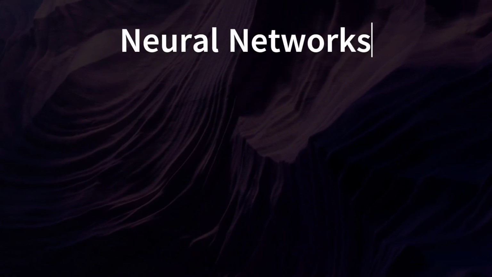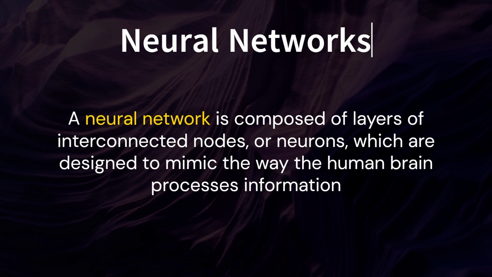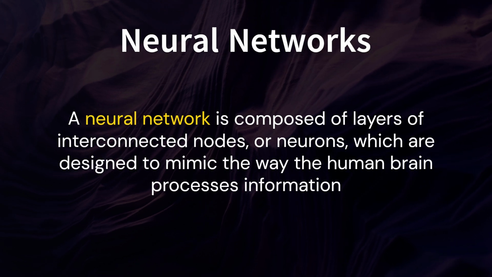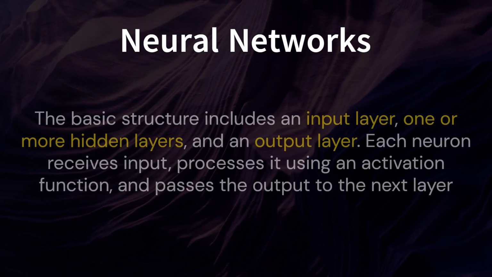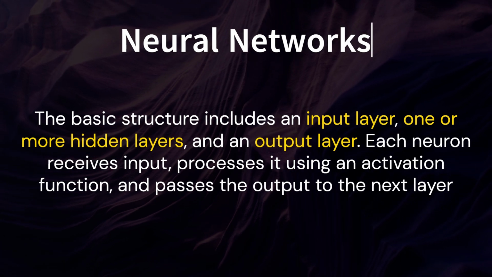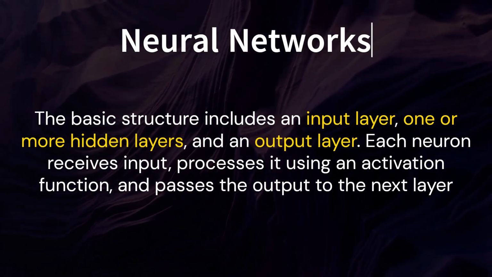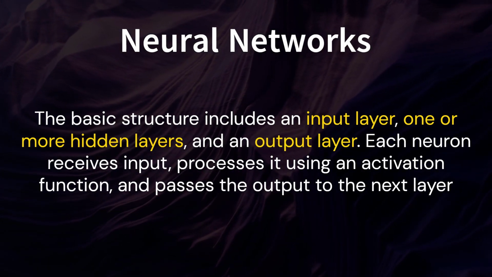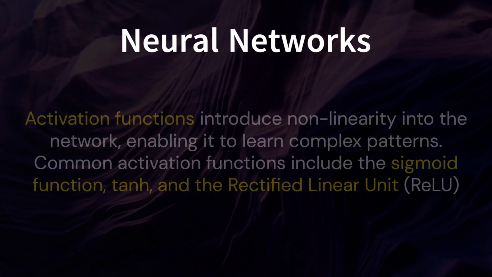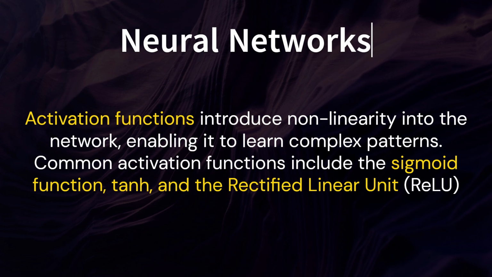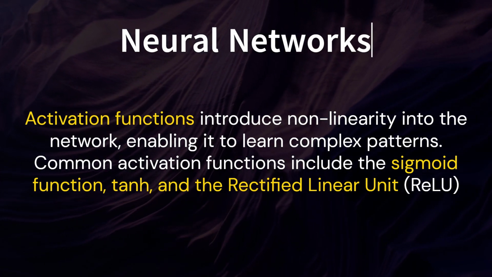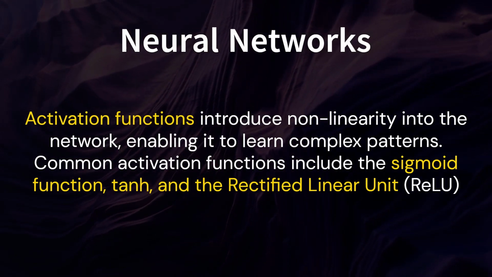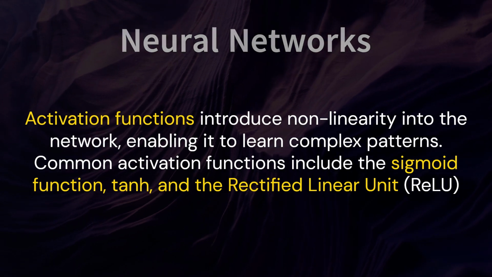At the core of deep learning are neural networks. A neural network is composed of layers of interconnected nodes, or neurons, which are designed to mimic the way the human brain processes information. The basic structure includes an input layer, one or more hidden layers, and an output layer. Each neuron receives input, processes it using an activation function, and passes the output to the next layer. Activation functions introduce non-linearity into the network, enabling it to learn complex patterns. Common activation functions include the sigmoid function, tanh, and the rectified linear unit, ReLU.